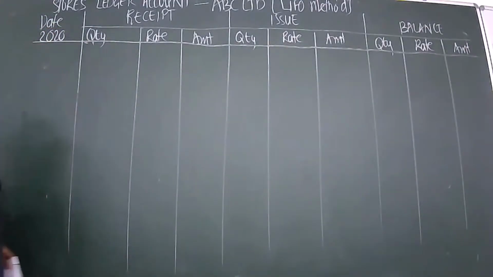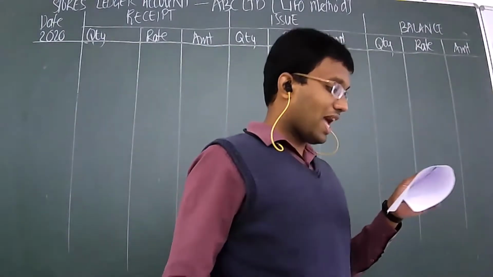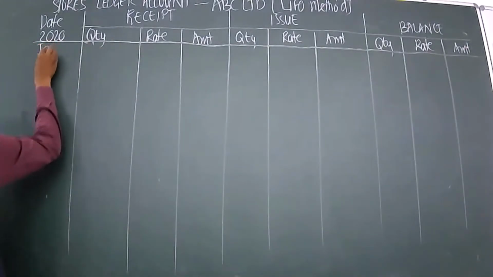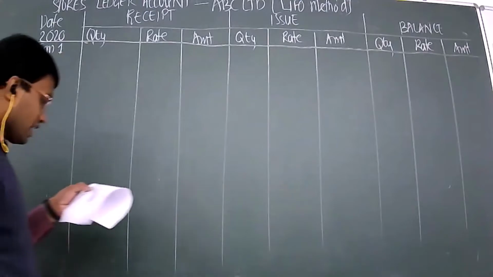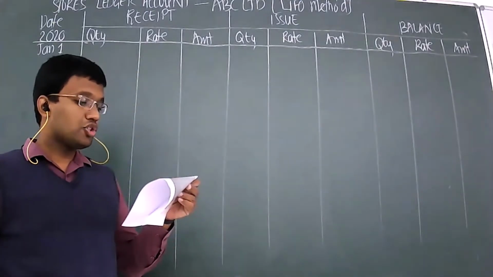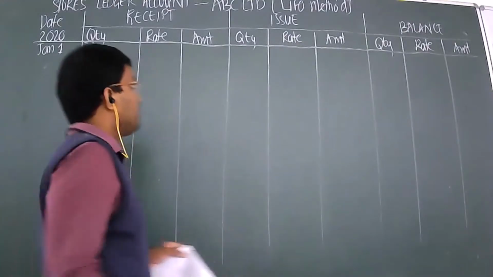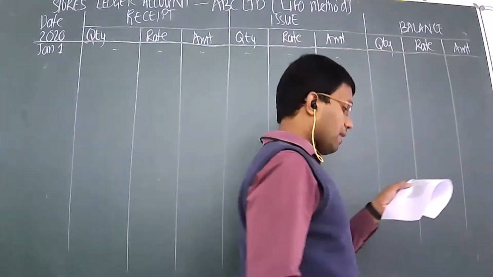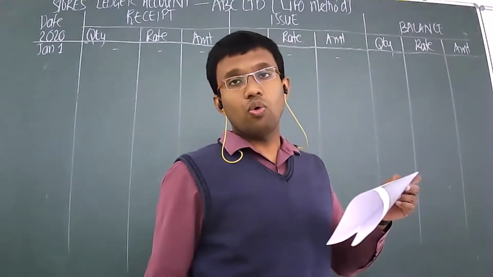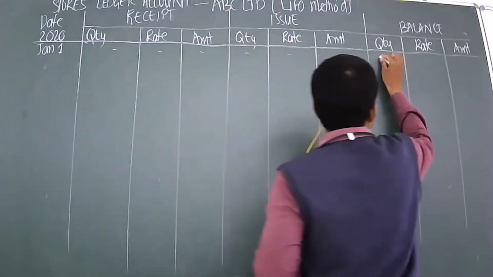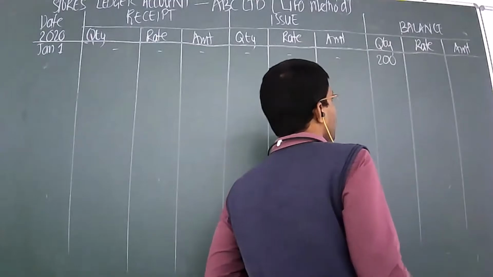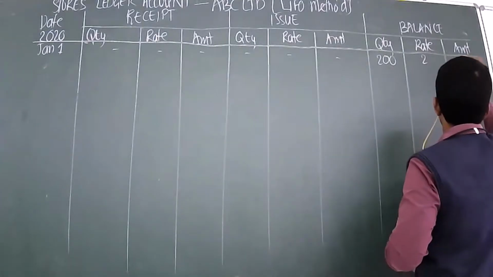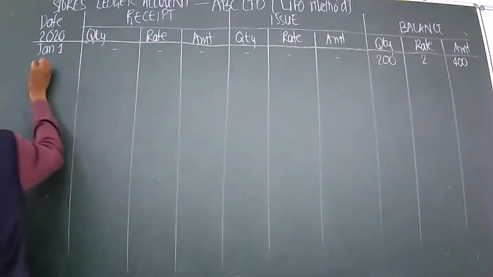Now remember, these transactions are taking place in January 2020. On 1st Jan, we've been told that we have an opening balance of 200 units that was purchased at 2 rupees. So we do not have any receipts or any issues here, but we are capturing the opening stock as the balance. The quantity that we have in our godown is 200 units, bought at 2 rupees, and in total the amount is 400. So this is what is lying in the godown as of now.